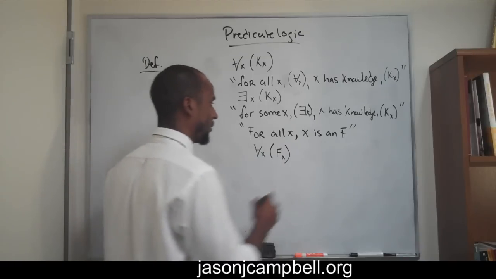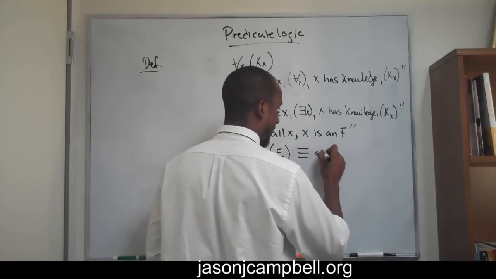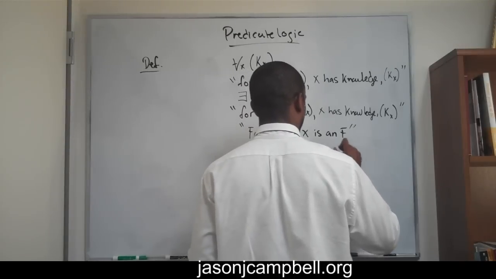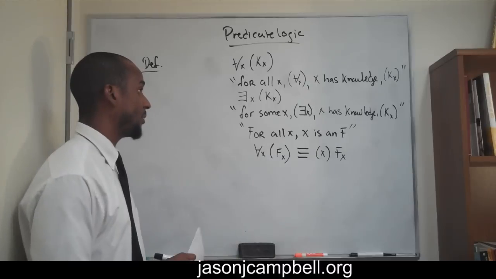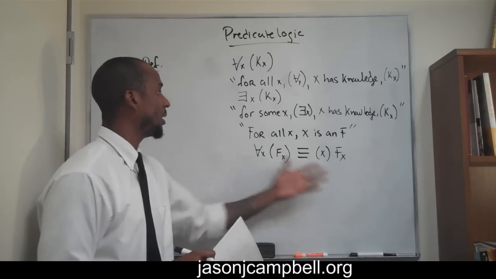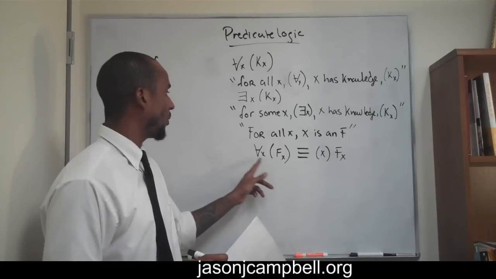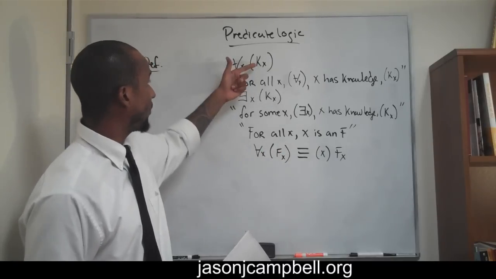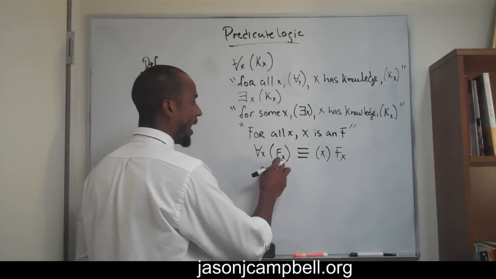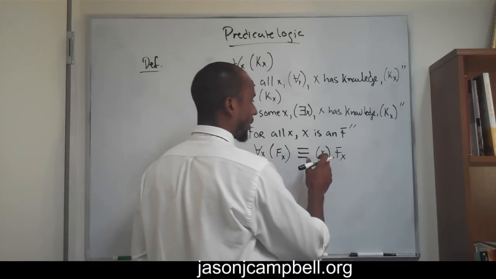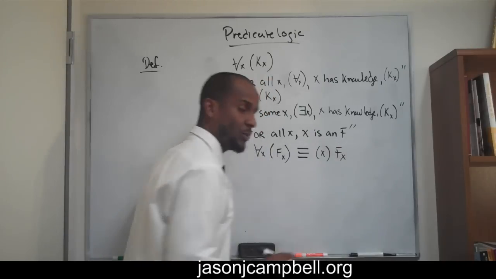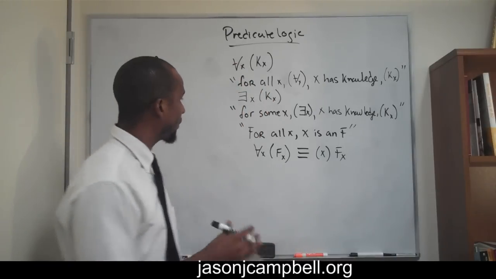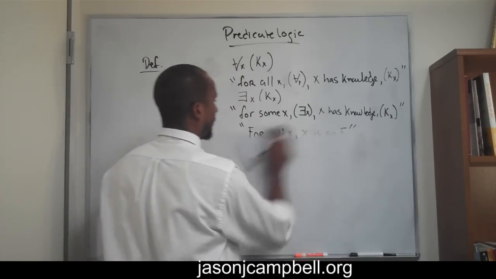There's also another way of symbolizing it, and we know that this symbol is the same as this symbol, so it's exactly the same as doing this. They mean exactly the same thing. They both mean for all x, x is an f. If we were to substitute f with, let's say, k for knowledge, then it would be for all x, x has knowledge. That's how it would be read, if we change the predicate term from f to k. But you get the idea. Hopefully that clears up some confusion.